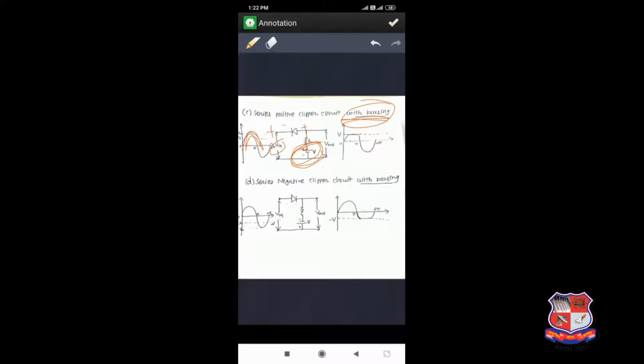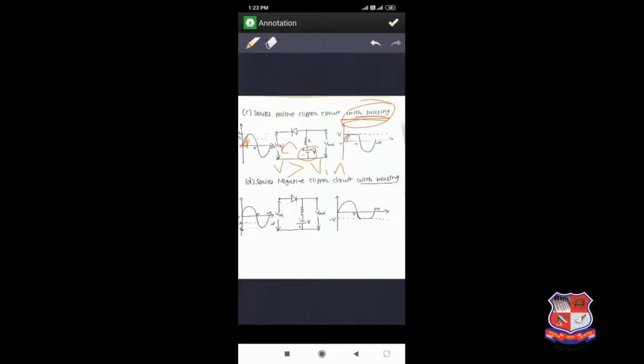If the battery voltage V is greater than Vin, then this battery causes the diode to be in forward bias, so current flows through it. So when the battery voltage is greater than the input voltage, we get the output like this.